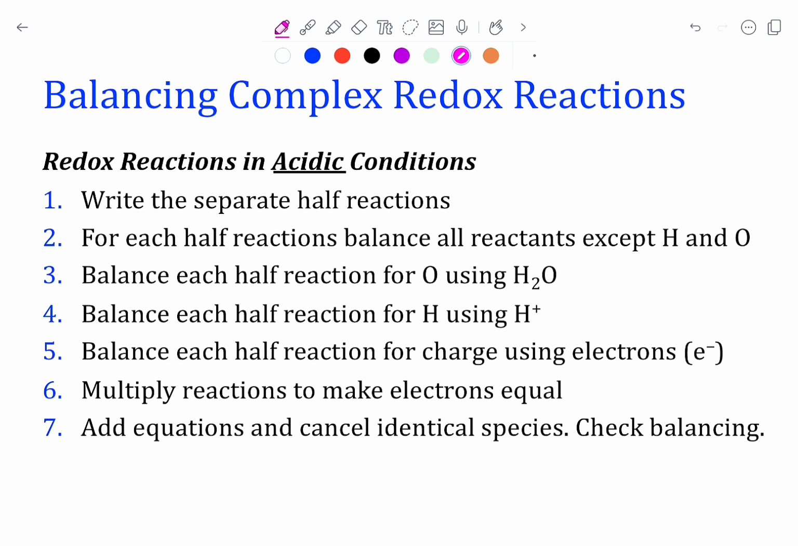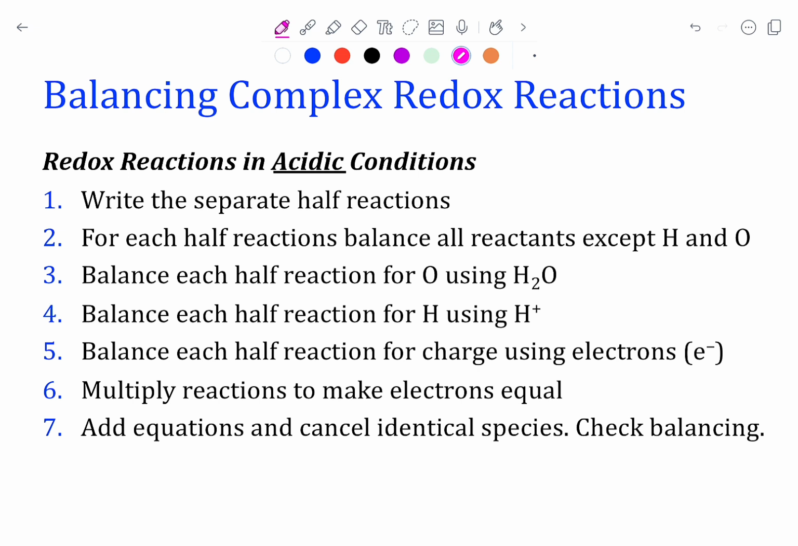So our next step after we've separated those half reactions is, for each half reaction, balance all reactants. Okay, make sure you have mole balance on either side, stoichiometric balance, for all reactants except for hydrogen and oxygen. Do not balance hydrogen and oxygen. And that is because our next two steps are how we are going to balance hydrogen and oxygen using our tools of water and H+.